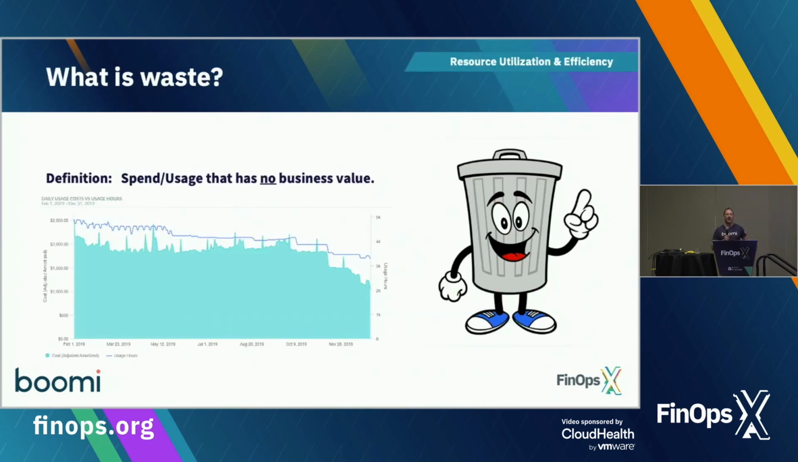So what is waste? The FinOps Foundation, as part of the working group, defined waste as spend and usage that has no business value, period. So I could turn off that set of resources right now, and the only impact would be a cost efficiency improvement. Some examples. Who's got some examples?